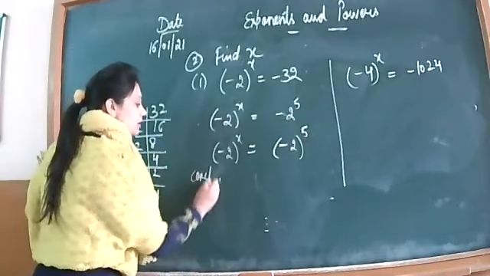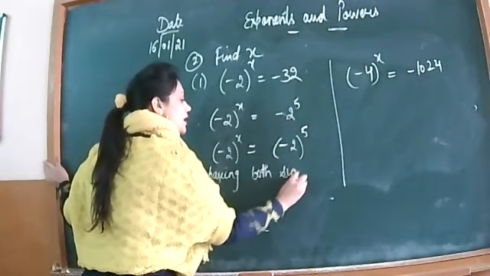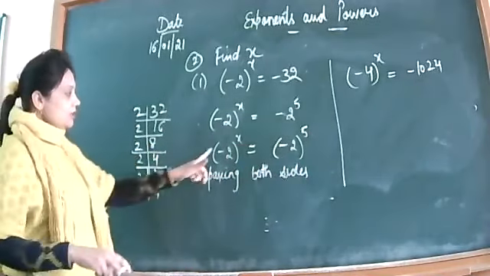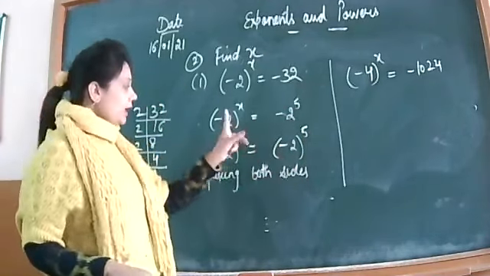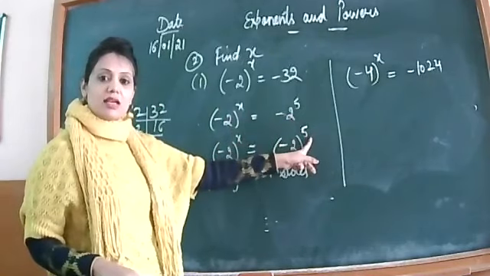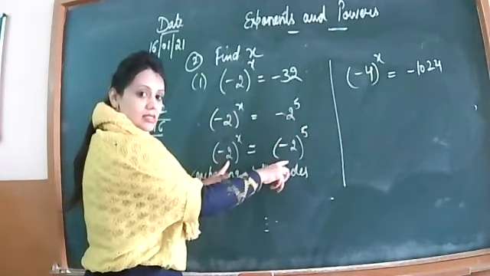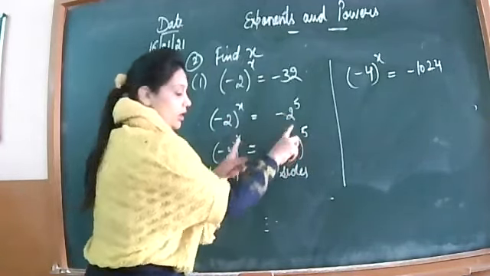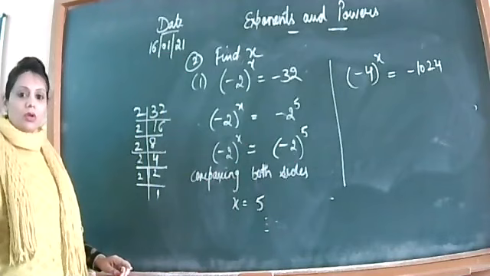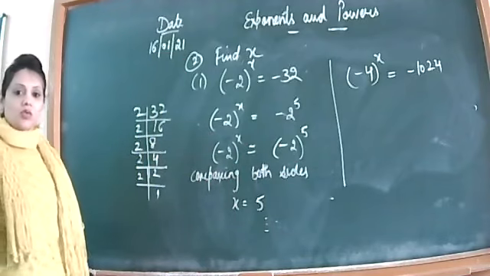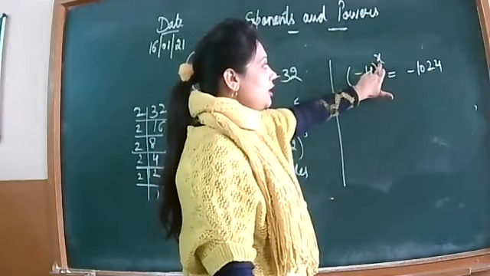Now comparing both sides. Now see, here also the base is -2, here also the base is -2. Here the power is x, here the power is 5. So comparing both sides, if on both the sides the bases are same, then the powers are equal. So here the value of x is equal to 5. Okay. Similarly in this question, we have to find the value of x.